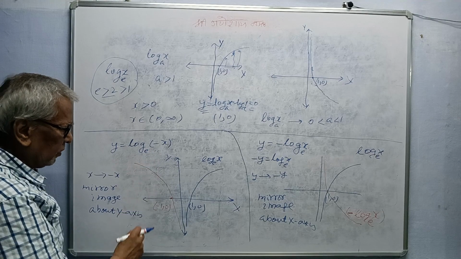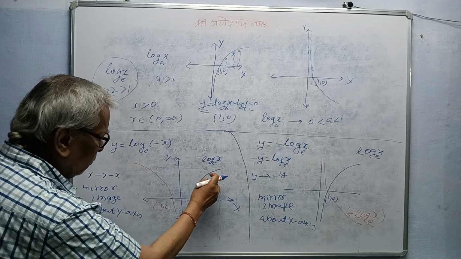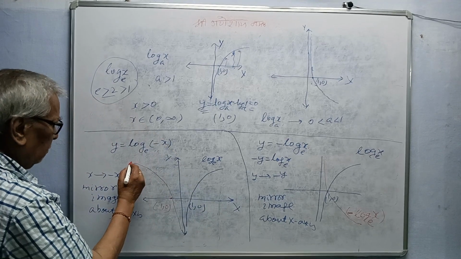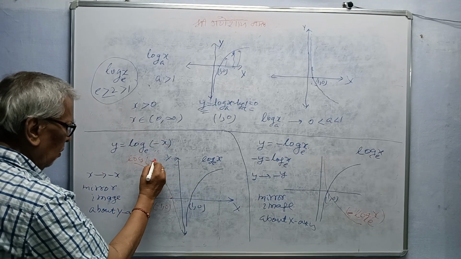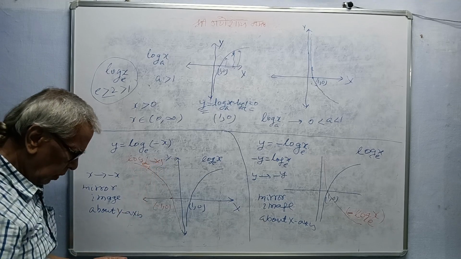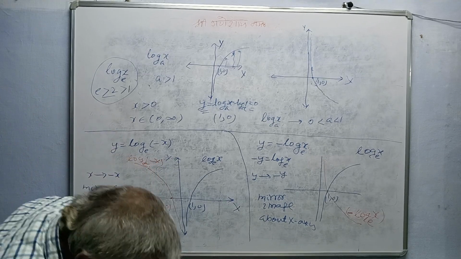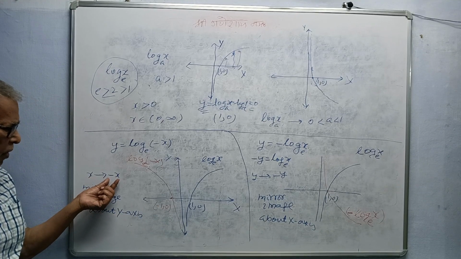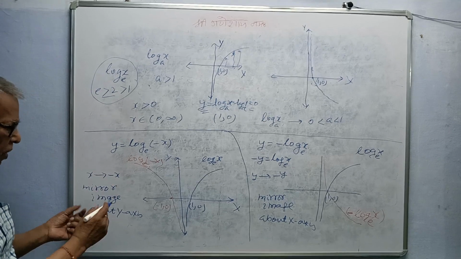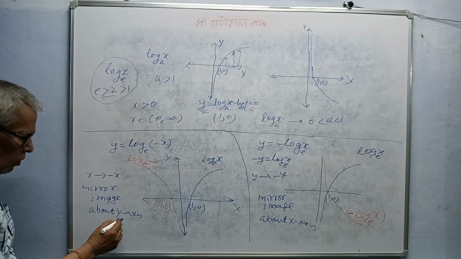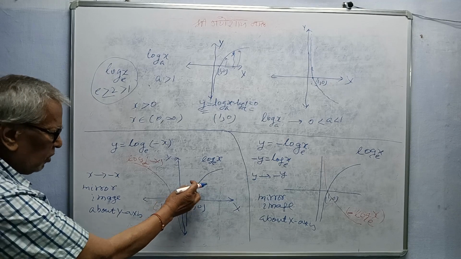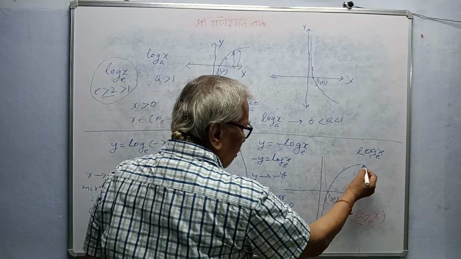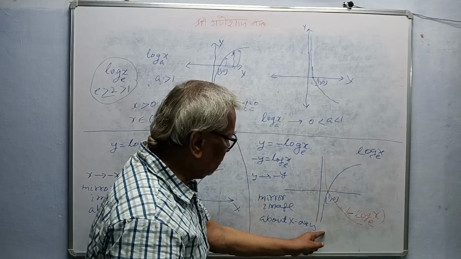Now log of minus x, so log minus x to the base e. Just take the mirror image of it. When x is replaced by minus x, we get the mirror image about the y axis. So the mirror image about the y axis. When y is equal to minus log x to the base e, log x to the base e is equal to this graph, through (1, 0).